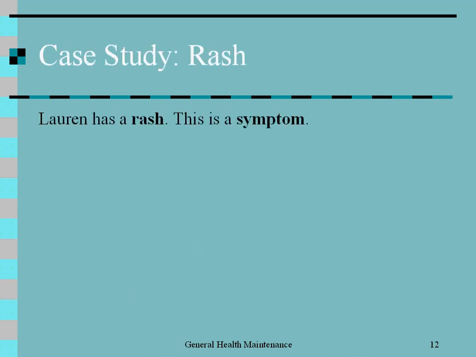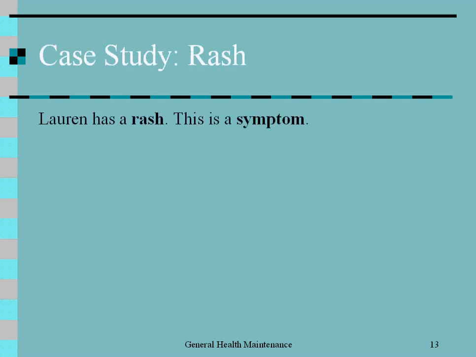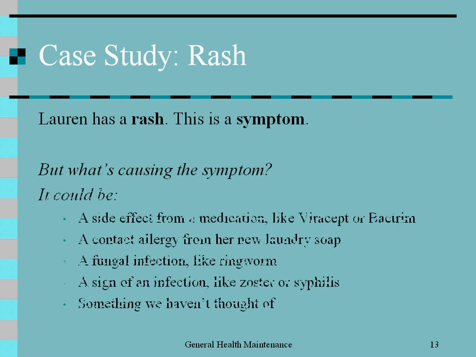Lauren has a rash. Okay, so a rash is a symptom, right? That's something that you notice. But what's causing the symptom? Well, in a rash, a lot of things could cause the symptom. It could be a side effect from a medication. It could be a contact allergy from the laundry soap that she uses. It could be a fungal infection, like ringworm.